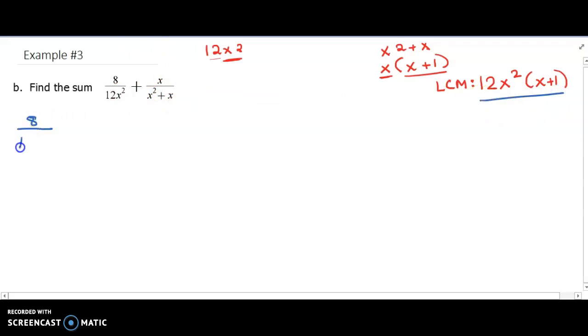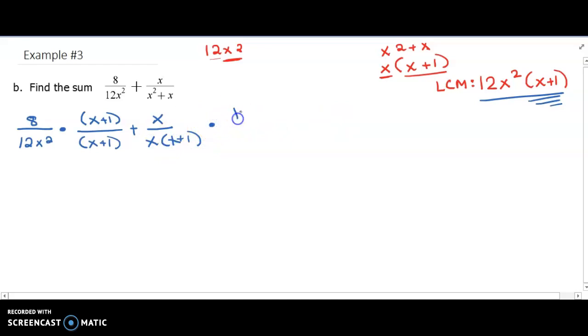So 8 over 12x squared. Okay, I'm going to multiply it by, now if I compare these, I'm missing my x plus 1. So I'm going to multiply this by x plus 1 over x plus 1. Okay, and that's going to add to x over x squared plus x. Okay, and here I'm missing, actually, I'm going to put my factored form in here. X plus 1. There we go. That makes it a lot easier.